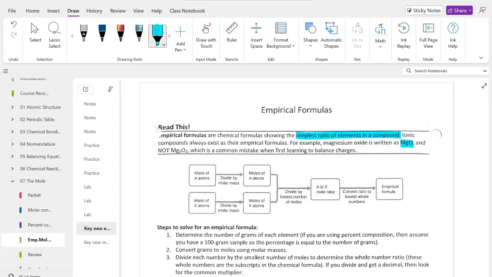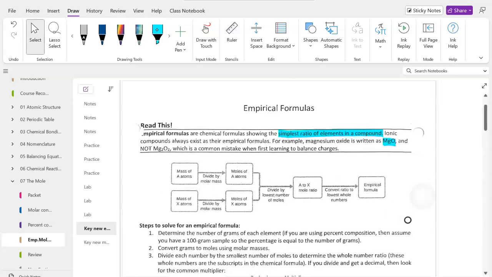Not Mg2O2, and that's a common mistake that we find when we first learn to balance out charges back in our naming unit. So ionic compounds are already in their lowest ratio. Really, we're going to be talking about some ionic compounds and mostly covalent compounds here.